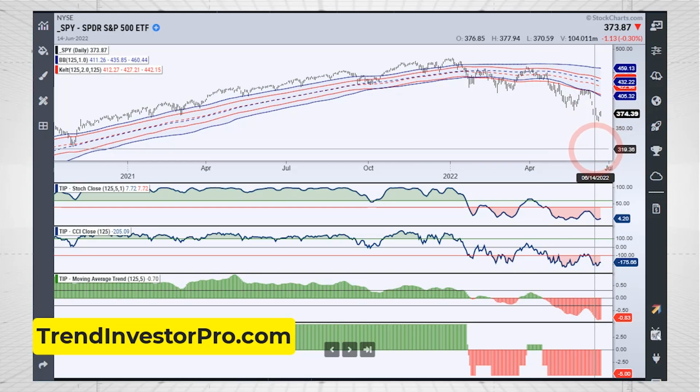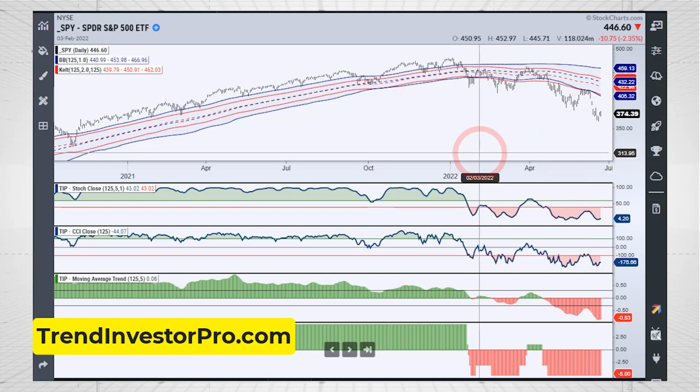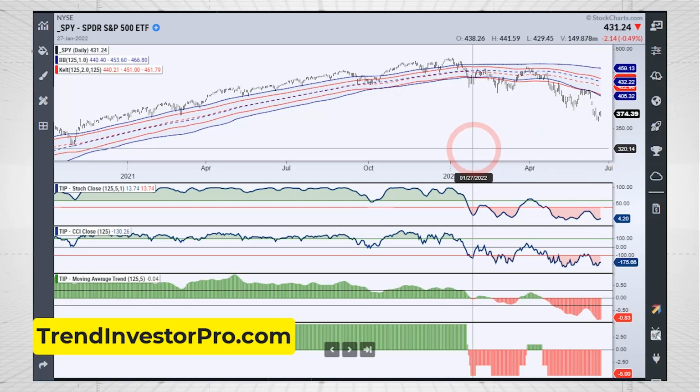But the main thing is all these indicators are bearish, and that means we are in a downtrend for the S&P 500, SPDR, SPY. So next, I'm going to just look at the Trend Composite with the 2 different settings.